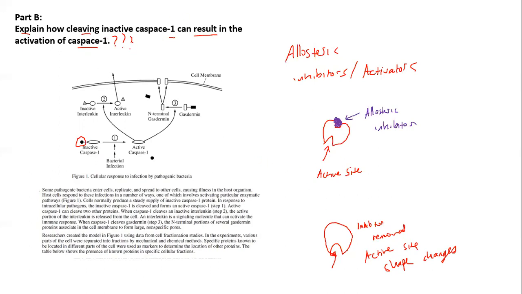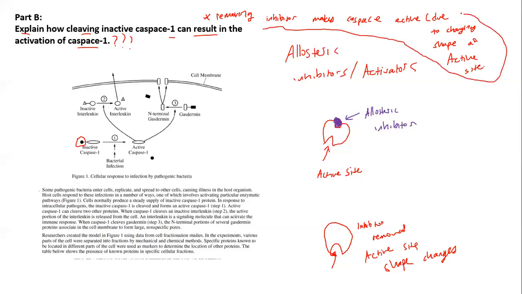So how I would respond to this, explain how cleaving inactive caspase 1 can result in the activation of caspase 1, I would state in my answer that removing the inhibitor makes the caspase active. And I'll even put in parentheses, due to changing shape of the active site. So that's how I would answer this one.